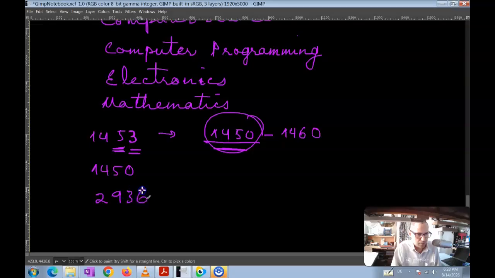Or for example 2936. Again, over here, you're rounding to the nearest tens, and so this number is some number between 2930 and 2940, and it's much closer to this one. So then I'm going to round it up to 2940.